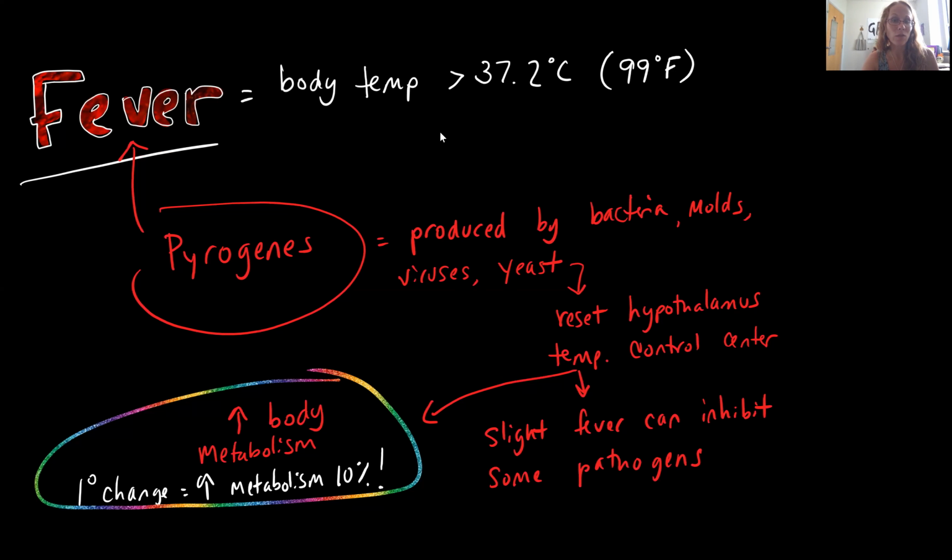This is an interesting fact. Changing your body temperature by 1 degree, so increasing your body temperature by 1 degree, is going to increase your cell's metabolism by 10%. So that is a pretty significant increase that might really go a long way in targeting the pathogens and repairing from that damage.